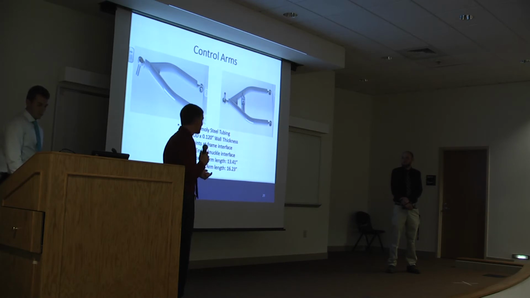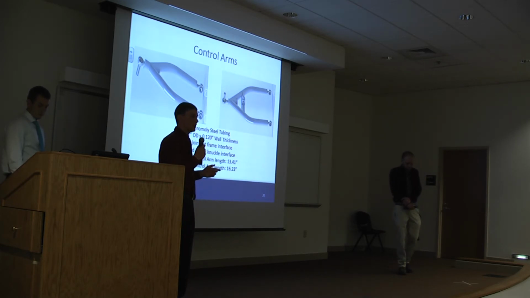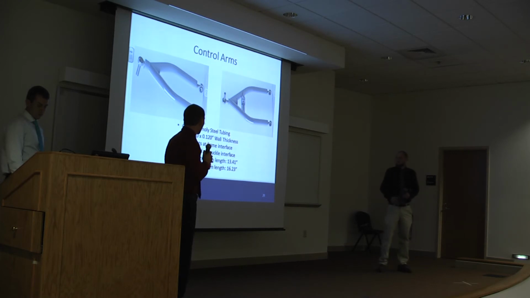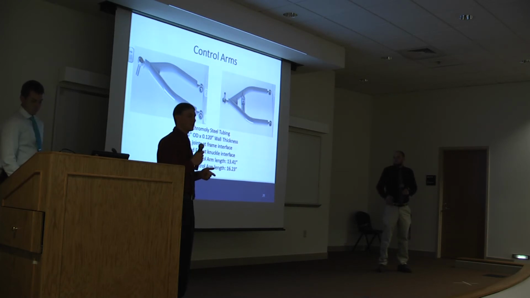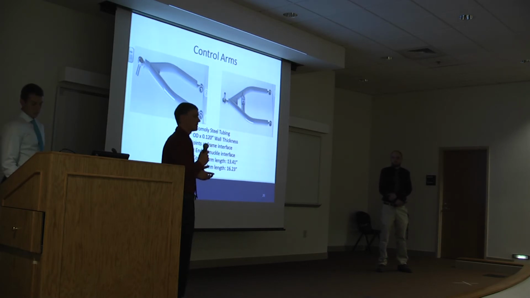We'll be using heim joints at the frame interface, and this will allow us to control the camber as well as other adjustments. And we will use tie rod ends at the knuckle. The upper control arm is 13.41 inches long, and the lower control arm is 16.23 inches long. The reason for the unequal lengths is to maintain a favorable camber during turning and over obstacles.